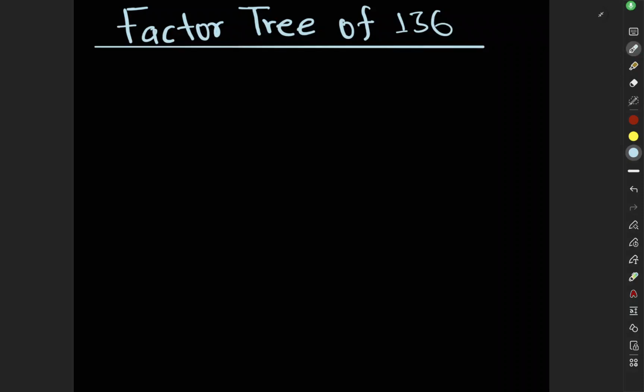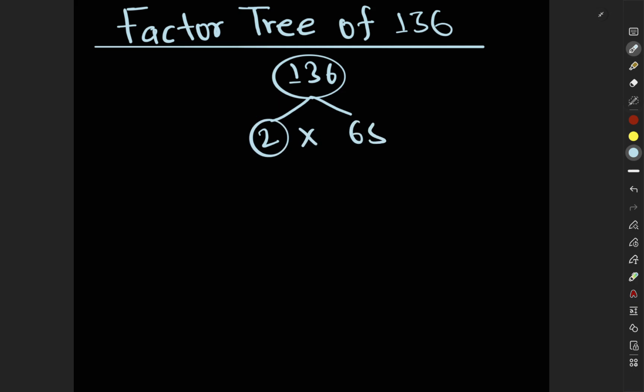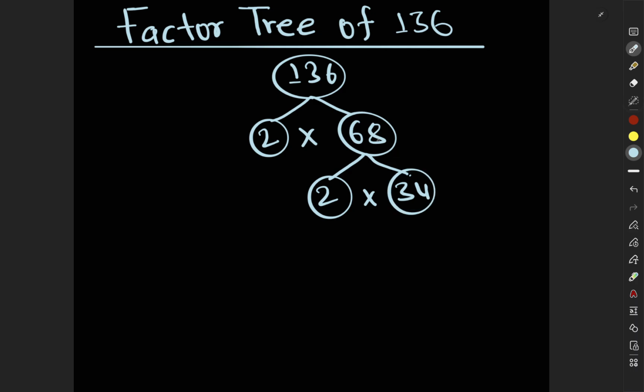Factor tree of 136. So 136 can be written as 2 times 68. 2 times 68 means 136. Like 68 can be written as 2 times 34. 2 times 34 means 68. 34 can be written as 2 times 17. 2 times 17 means 34.